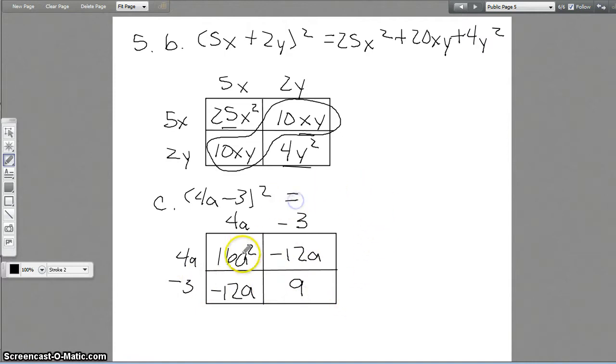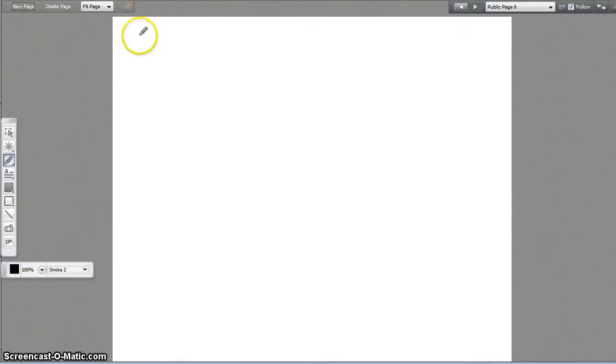And the answer that we get is 16a squared. And then we have two a terms, negative 12a and negative 12a. Those add together to become negative 24a, and then we have a 9. So (4a minus 3) quantity squared is 16a squared minus 24a plus 9. Again, this is number 5, part C, which is just like number 12. Okay, let's look at part D for number 5, and then we're going to move on.